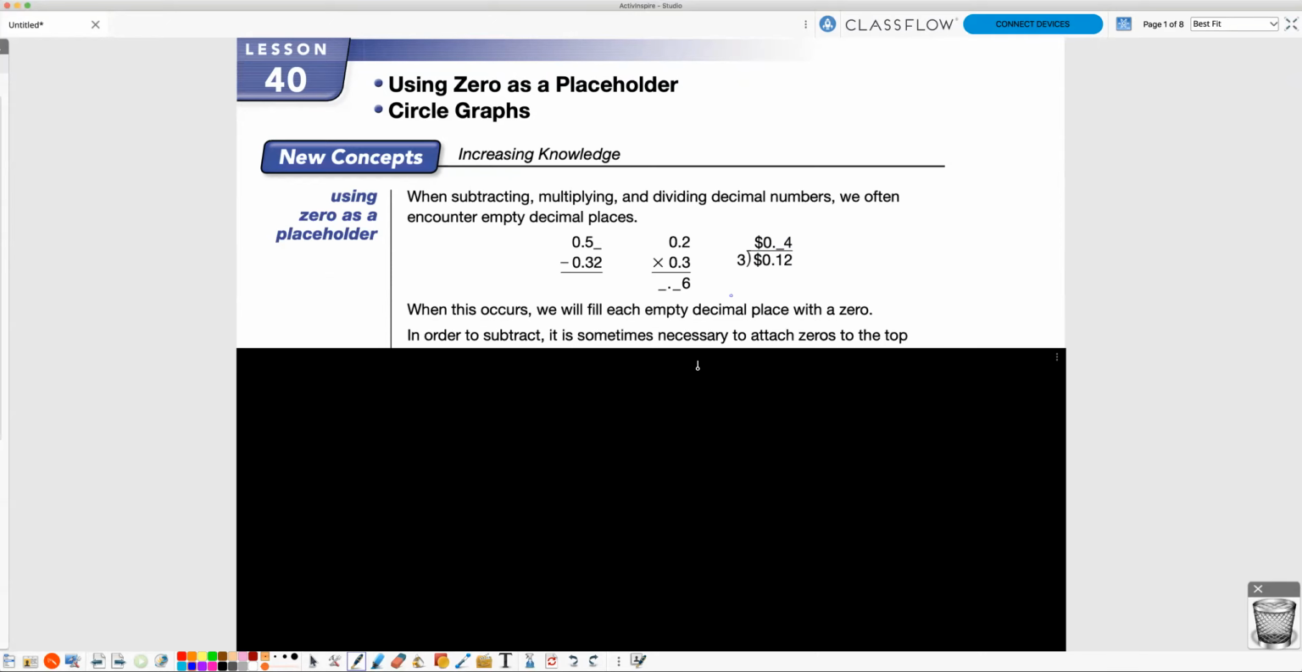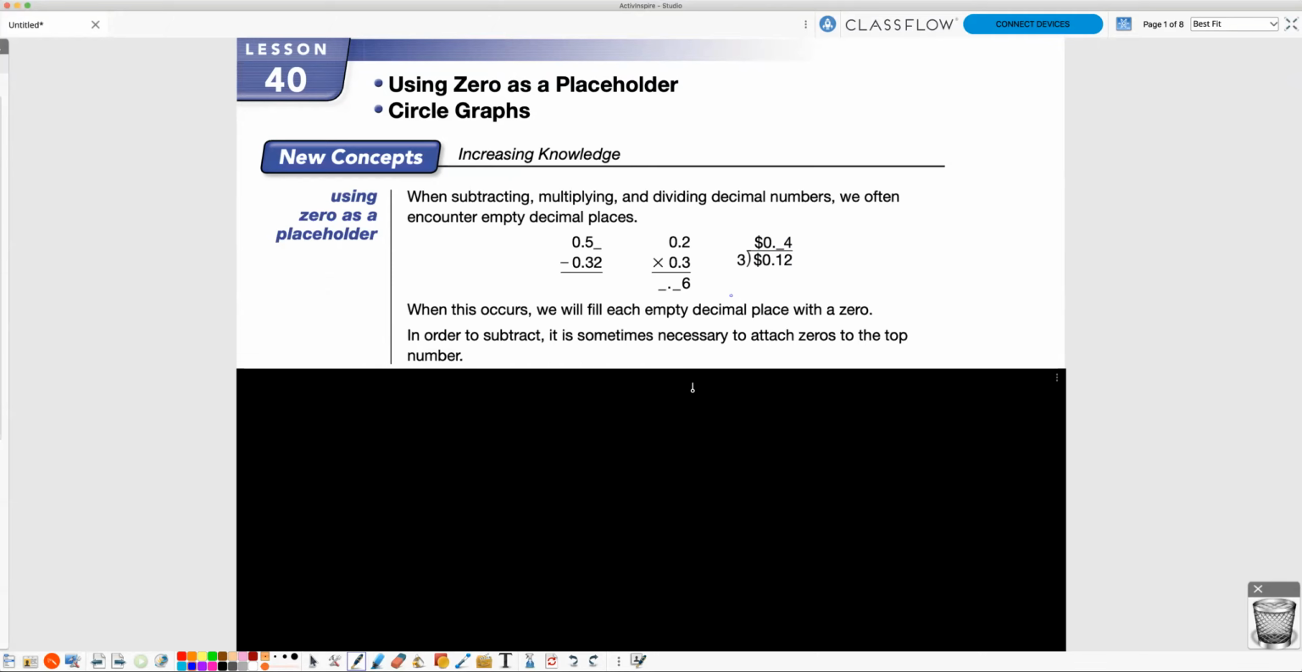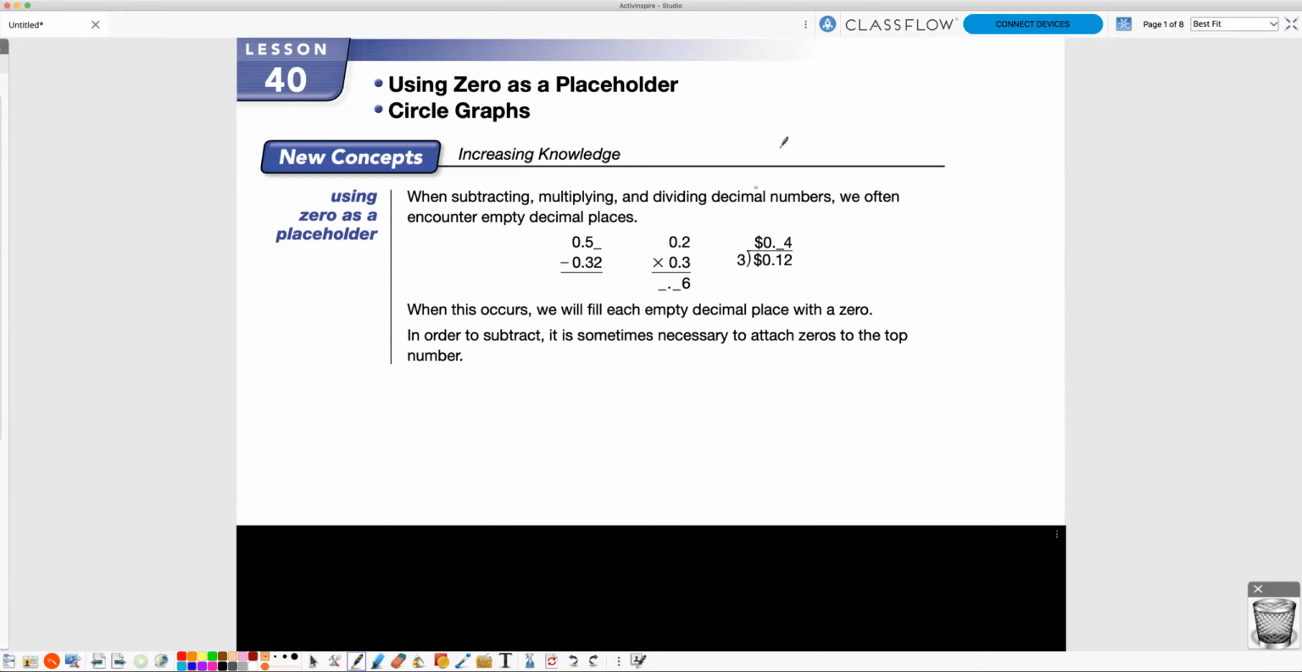In order to subtract, it is sometimes necessary to attach zeros to the top number. Like this one, we'd have to have a 0 here. We would have to include a 0 here and a 0 here because we have two places there. This would be like 1 divided by 3 is 0. You can't do it, so you have to have that 0 as a placeholder because the decimal comes straight up in the answer in a division problem.